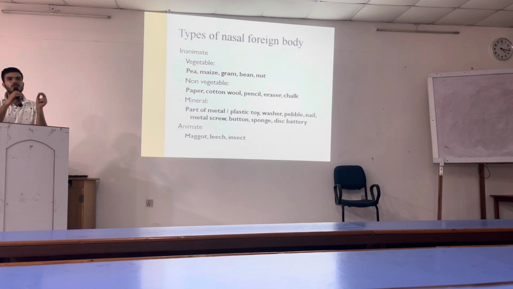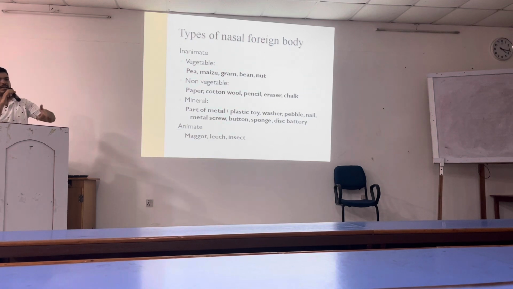Among the vegetables, certain peanuts, pea, maize, grain can actually be inserted. Non-vegetable: paper, cotton wool, pencil, eraser, chalk, and sometimes minerals also, like metallic screw, disc batteries, pebble. So this classification is very important: inanimate and animate. Animate means living object. Inanimate has vegetable, non-vegetable, and minerals. Minerals you can actually write under non-vegetables also. It becomes an easy classification.